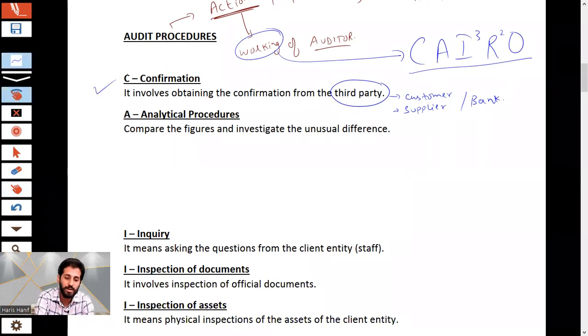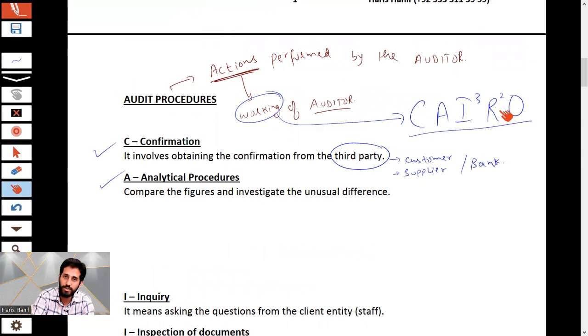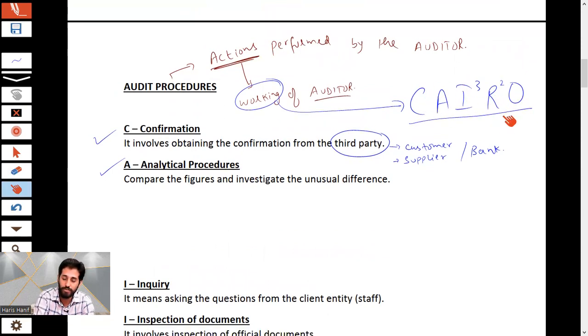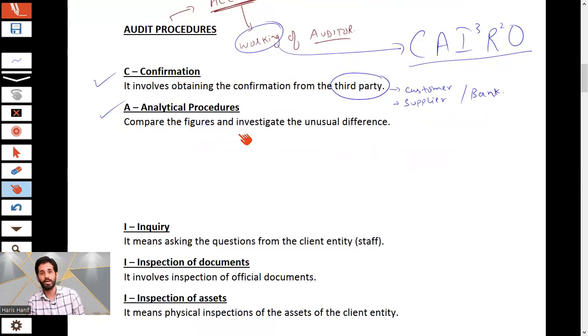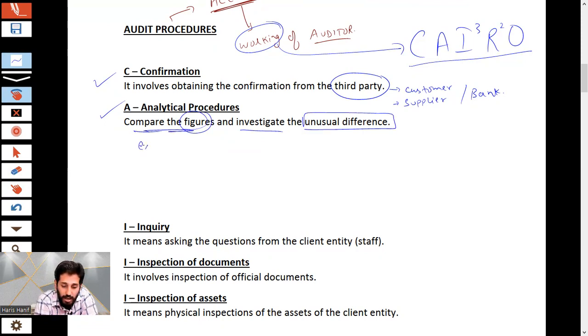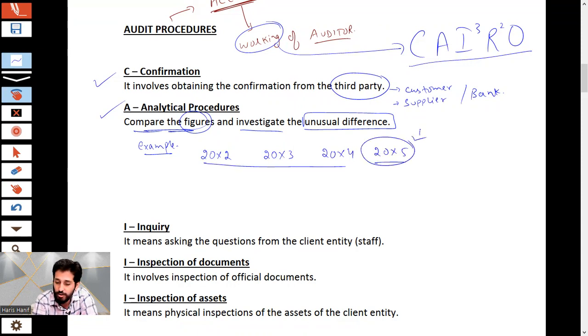Next, analytical procedure. This is C-A-I-R-O, CAIRO. This is the working of the auditor. C for confirmation, A for analytical procedure. You have studied these things in your AA exam, okay? What does analytical procedure mean? That means compare the figures and investigate the unusual difference. Compare the figures. Let's say, for example, this is 20X2, this is 20X3, this is 20X4, and this is 20X5. You are auditing, obviously, 20X5.